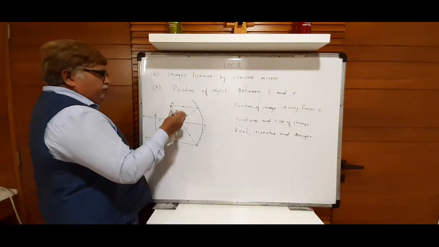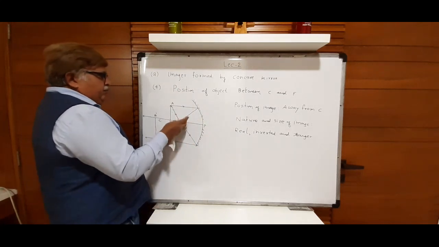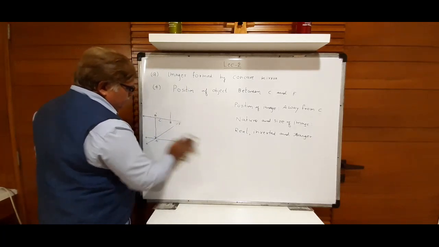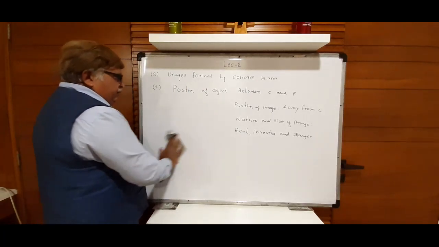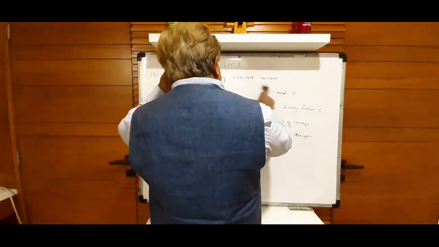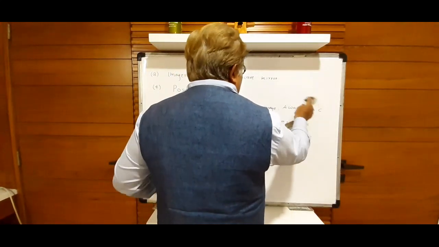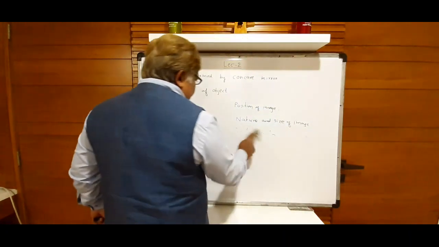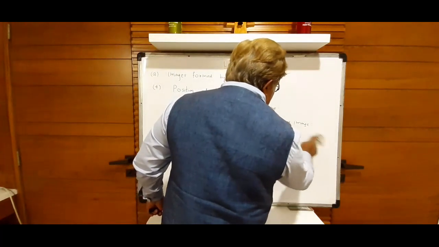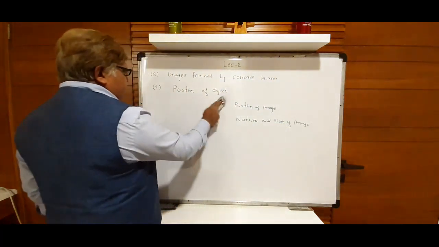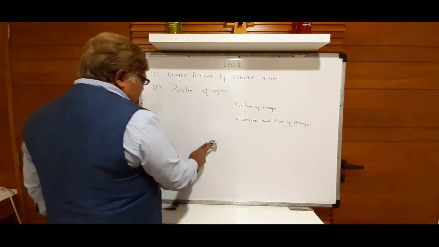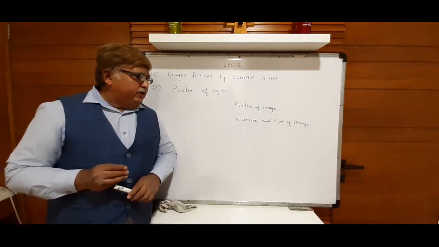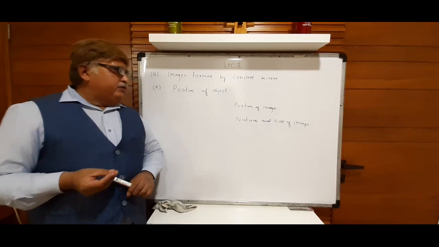Now let us draw the diagram number 5. Let us erase it. As I am erasing, you are getting enough time. Please note down all these things. Diagram number 5. Position of object, nature and size of image. Note down each and everything. Now we have kept the object between C and F. And now the next diagram.